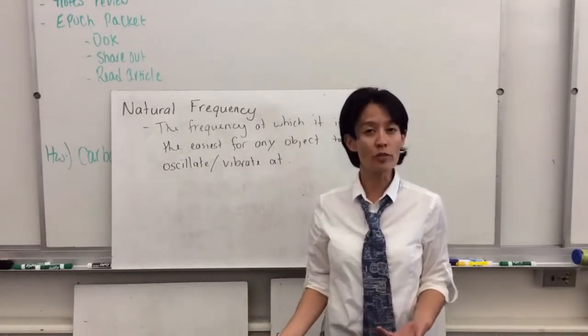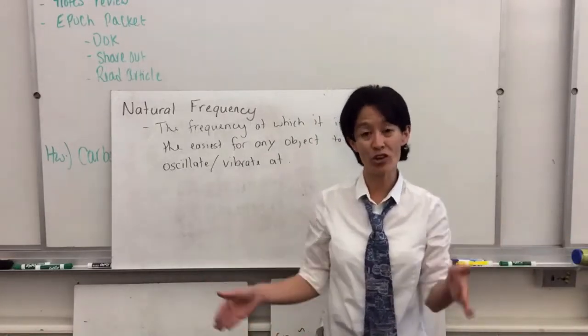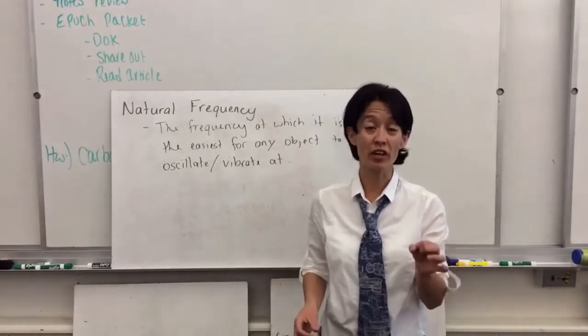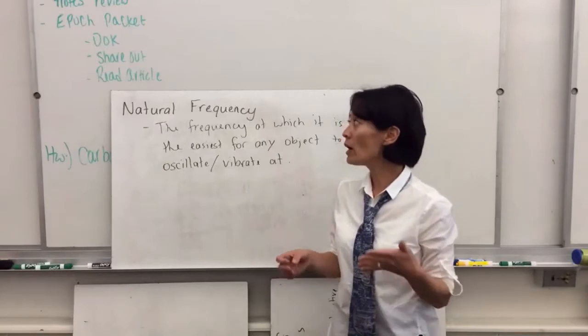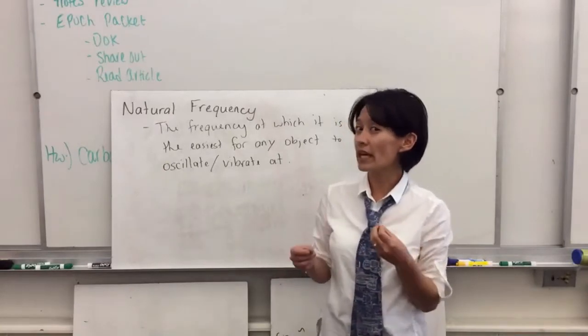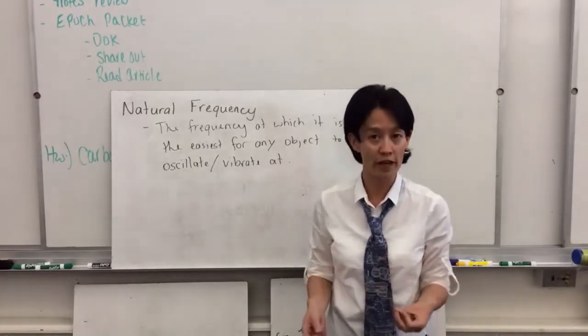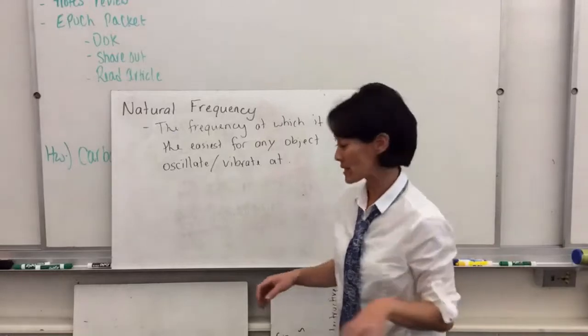You can also change the boundary condition by changing the type of string. So if you have the same length of a guitar string versus like a bass string, the bass string is a lot thicker. So because it's thicker, it has a different natural frequency. Now, everything has a particular natural frequency that it wants to vibrate at. And that leads into a phenomenon called resonance.